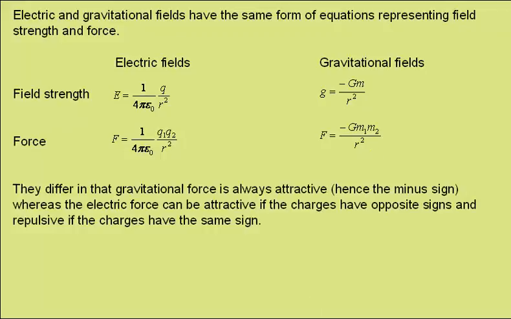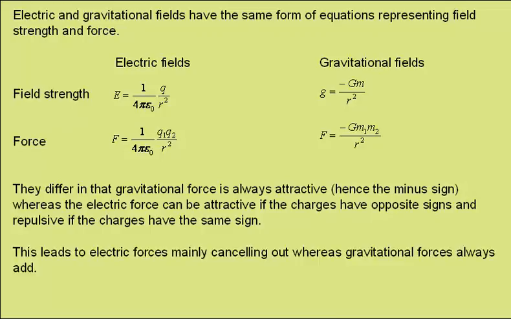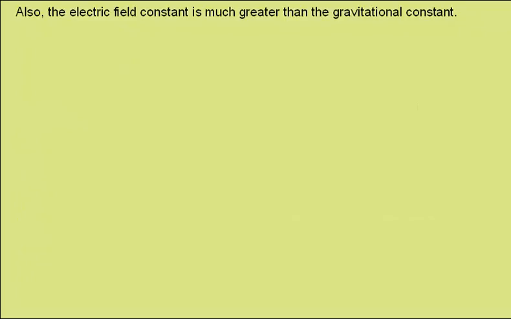They differ in that the gravitational force is always attractive, as shown by the minus sign here, whereas the electric force can be attractive if the charges have opposite signs, and repulsive if the charges have the same sign. This leads to electric forces mainly cancelling out, whereas gravitational forces always add. Also, the electric field constant is much greater than the gravitational constant.